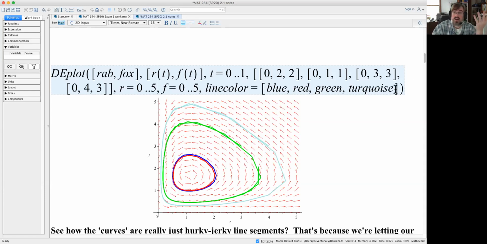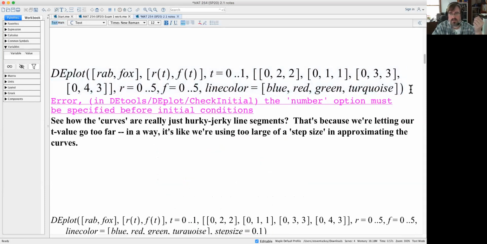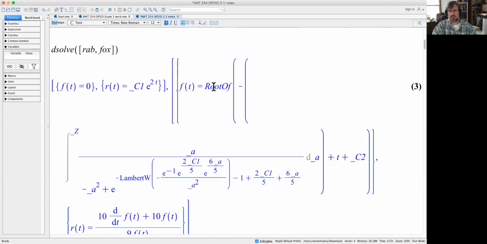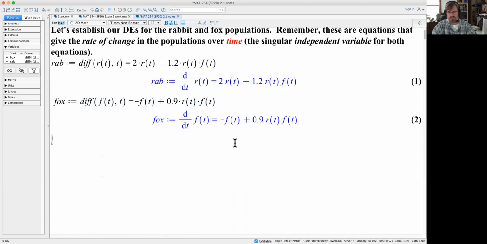Let's find out. I don't know if this is going to work because my computer's being flaky, but we'll give it a try. Oh, check initial. The number option must be specified before initial conditions. Oh, what did I do? What's wrong with my code? Oh, probably because it doesn't recognize my equations here. Hold on. Rabbit, fox. There we go. Now let's try it again.